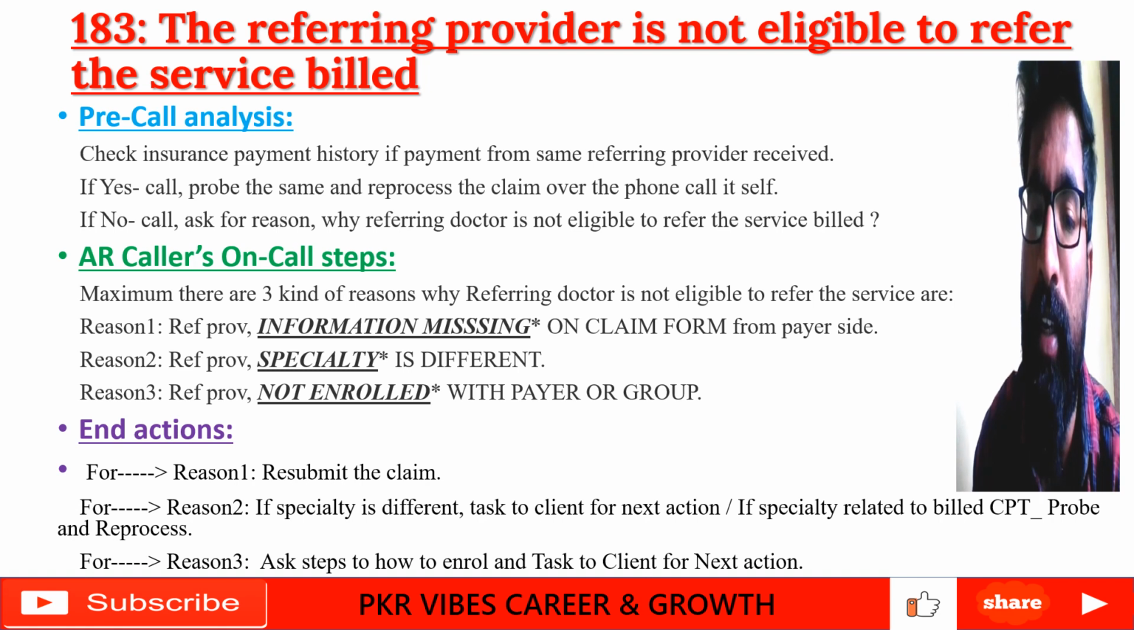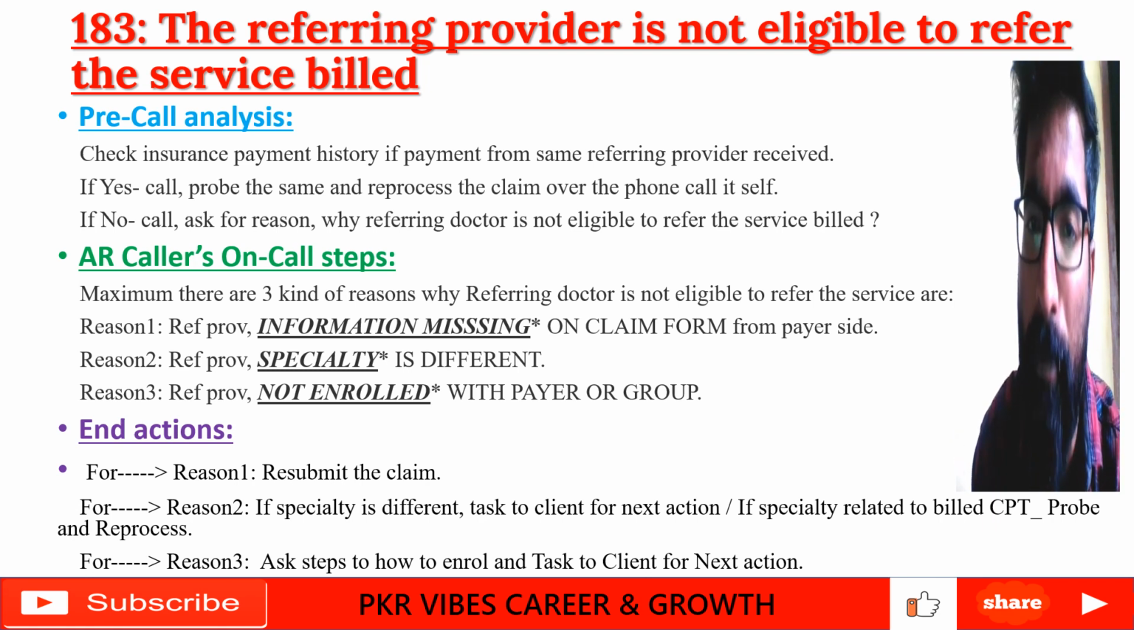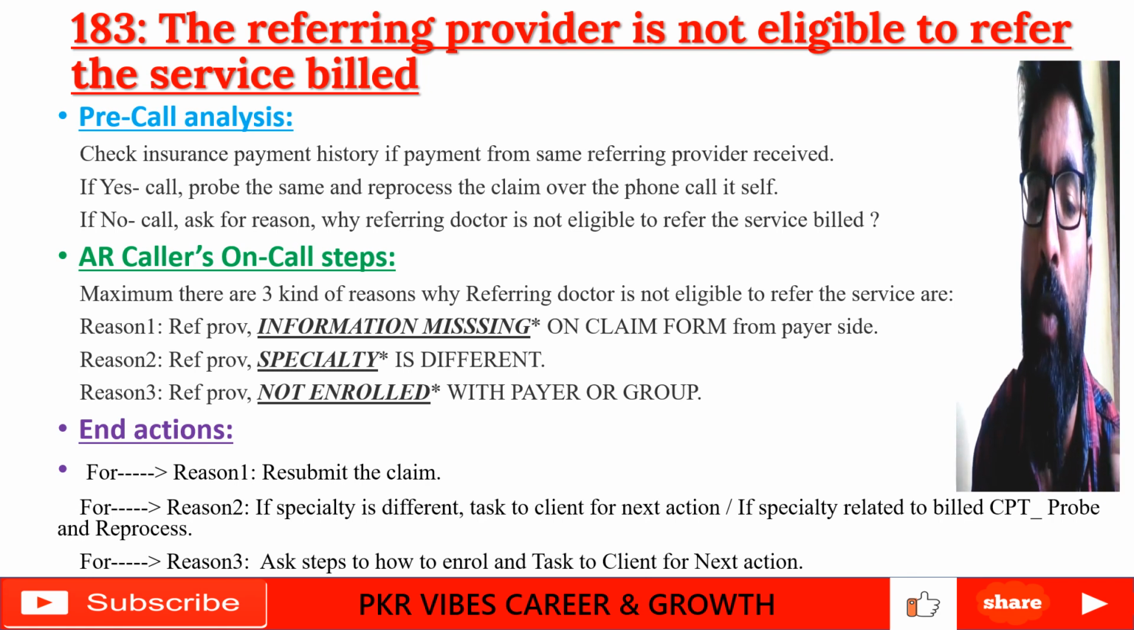So that's why they say that you have to resubmit your claim, because the referring provider information in box number 17 or 17B is missing from our side. Our side means the payer side. They will say on a claim that we are missing that referring provider information, so could you please resubmit the claim?